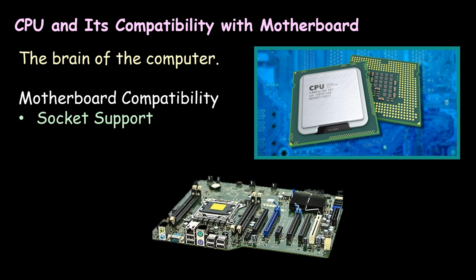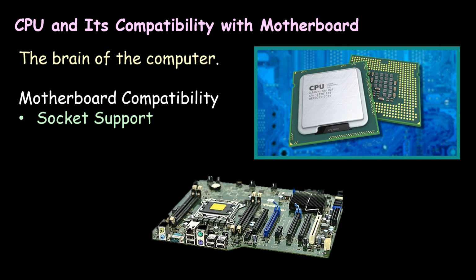The first one is the socket support. The socket is the place on the motherboard where the CPU fits. Each CPU has a specific socket type, so the motherboard must have the same socket for the CPU to fit and work. For example, Intel and AMD CPUs use different socket types.